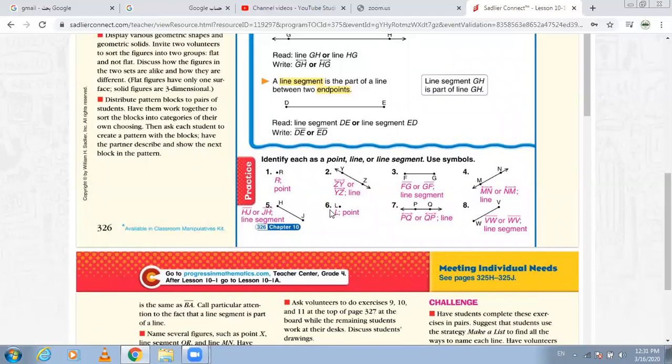Number 6, very easy. We have point. How can I name it? You have to tell me the letter L.